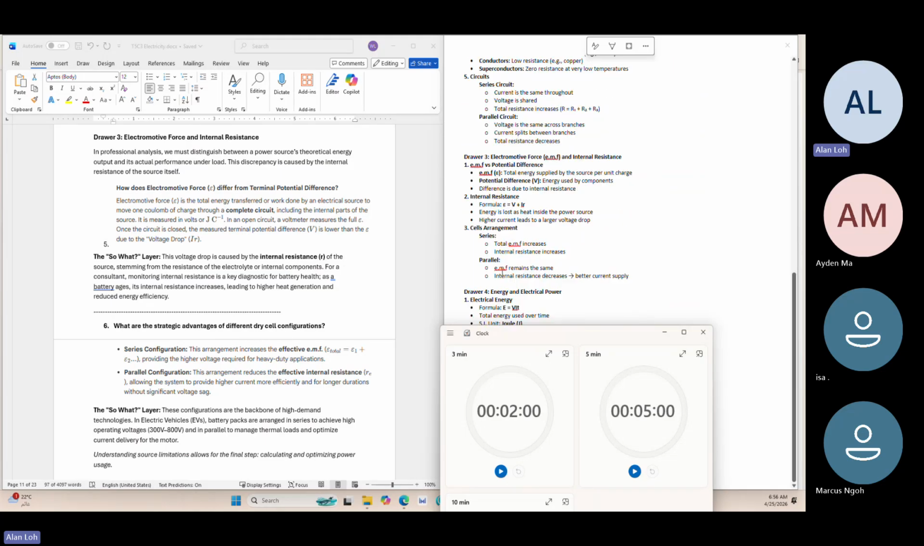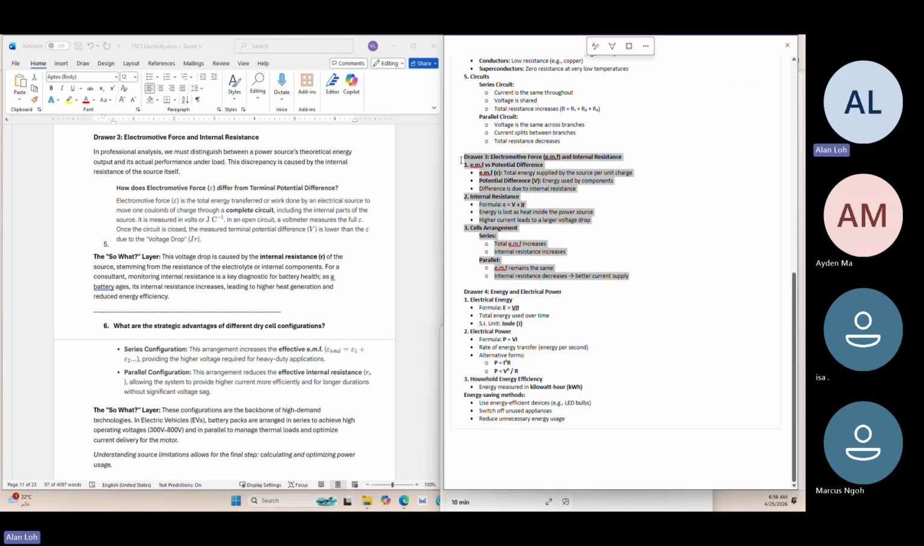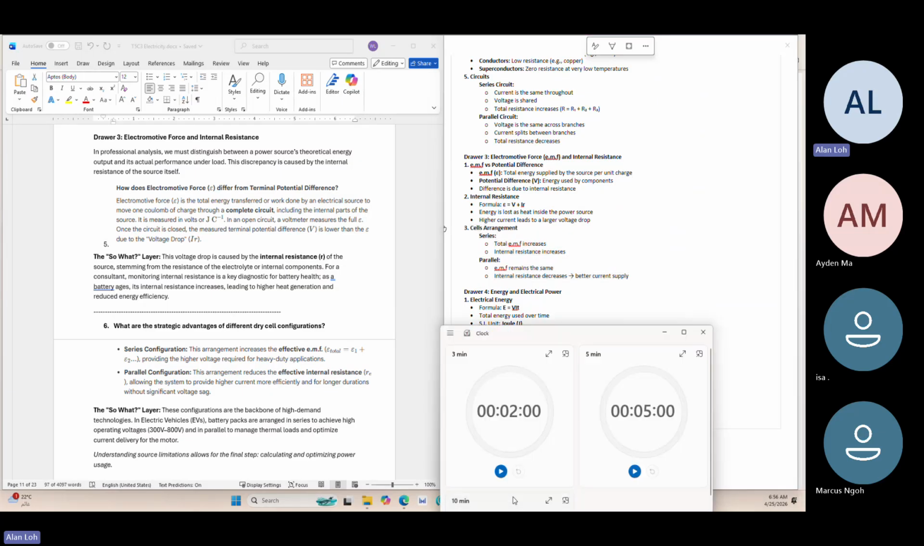So if you map it to the key, steps 1 and 2 are for the first question, and 3 for the second question. Okay, let's start, 2 minutes for 2 questions now.